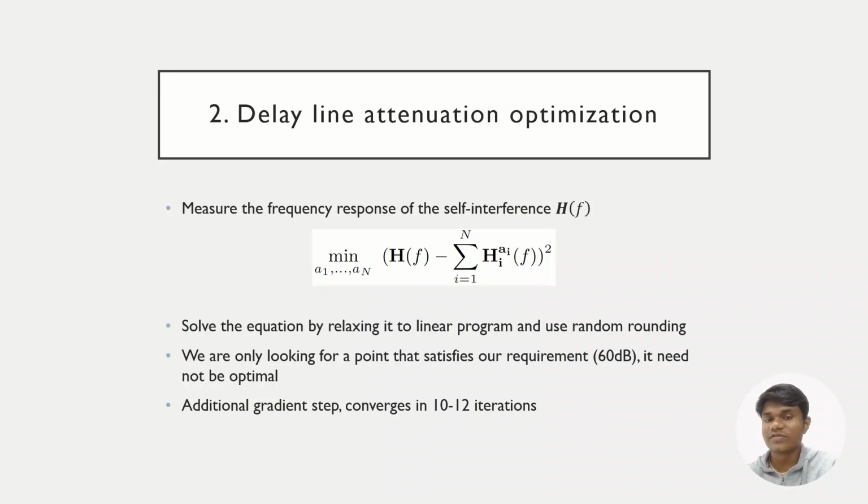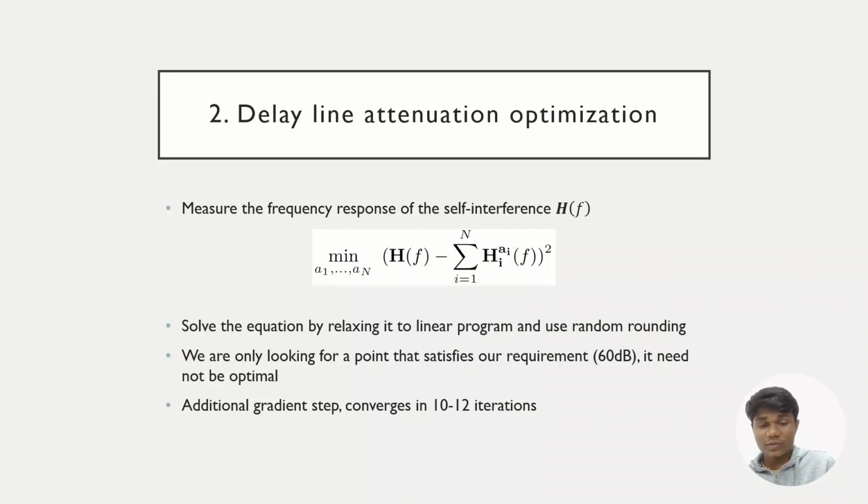First and foremost, measure the frequency response of the self-interference, h of f. You get that h of f first. Solve the equation by relaxing it to a linear program and use random rounding. I am not proficient with what they are talking about, but take it as it is for now.